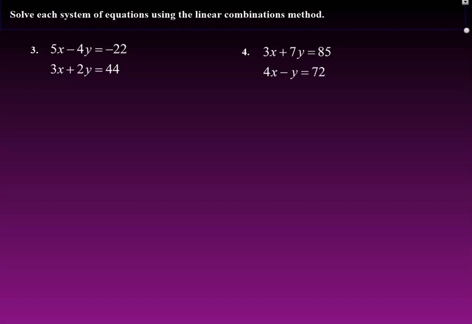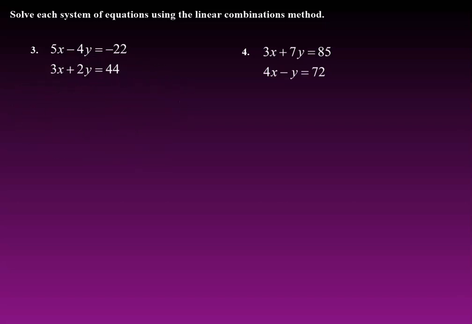All right, solve each system of equations using the linear combination method. So we're using the same method, same steps. This time, when I look at it, I can't add. If I add this, I'm going to get 8x minus 2y equals 22. The whole idea of adding the two equations is that one of the variables goes away. When I added this, both variables are still there.